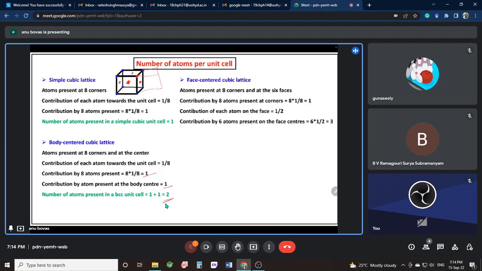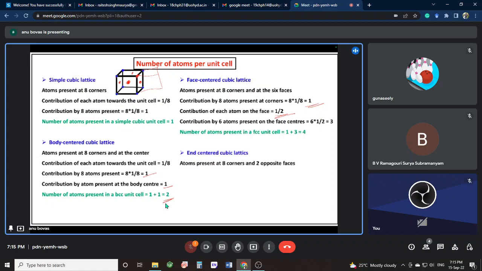We have seen 1 from all the 8 corner atoms, and at each face the contribution will be 1 by 2, and there are 6 faces. So the contribution by the 6 atoms present on the 6 faces will be 3, and therefore the total number of atoms present in an FCC unit cell will be 4.